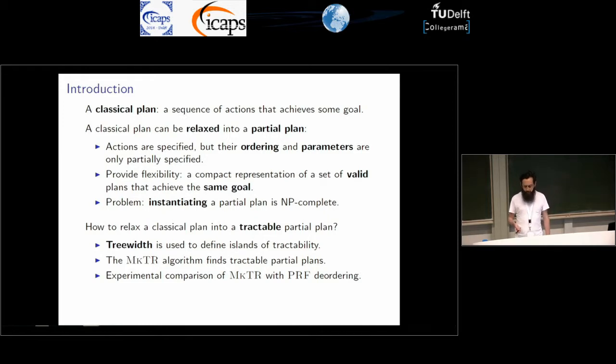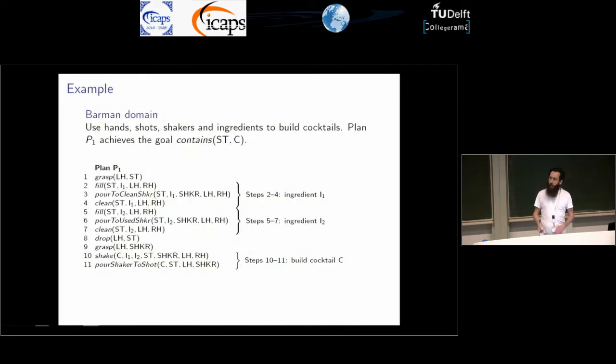So then the question we're trying to answer here is, how can you relax a classical plan into a tractable partial plan? So we're going to use the idea of tree width to define some islands of tractability within the space of partial plans. And then I'll introduce an algorithm called MKTR, which relaxes a classical plan into a tractable partial plan. And then we've done an experimental comparison of MKTR with the PRF algorithm, which is a kind of standard deordering algorithm. There's a lot of work which has been done on relaxing the ordering of a plan. Not so much work has been put into relaxing the variable bindings.